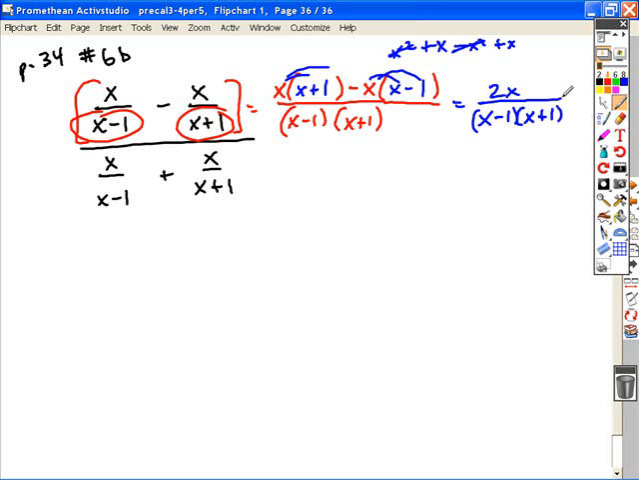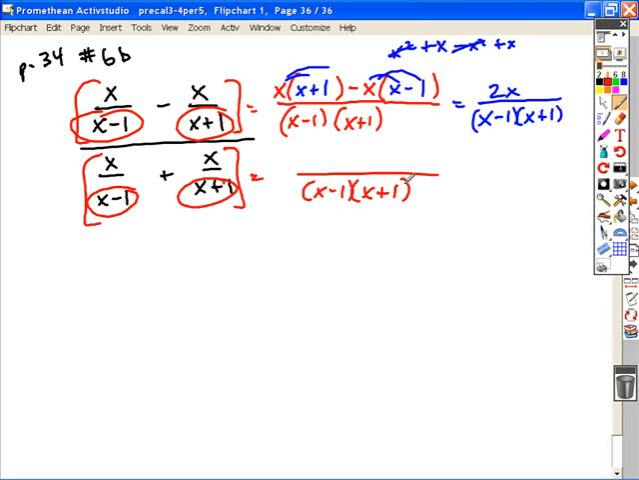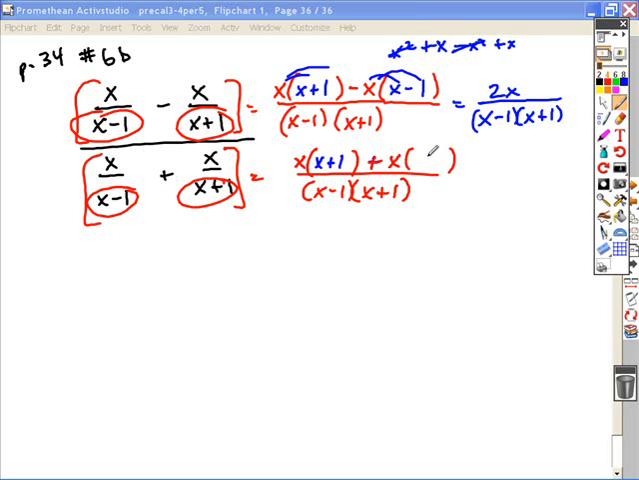Okay, and then we can do the same thing with the fractions in the denominator. Combine them. The LCD is once again x minus 1 and x plus 1. The missing LCD factor from the first fraction's denominator is still x plus 1, plus the next fraction's numerator x times the missing LCD factor from its denominator, again still x minus 1.